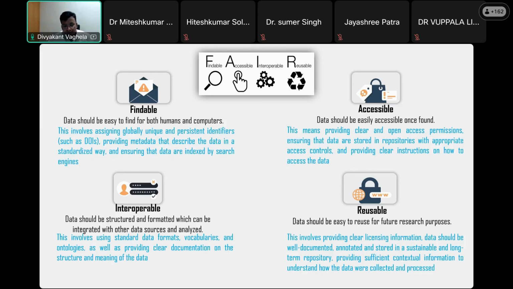It is related to licensing requirement. So the license should allow reuse of the data for another purpose.